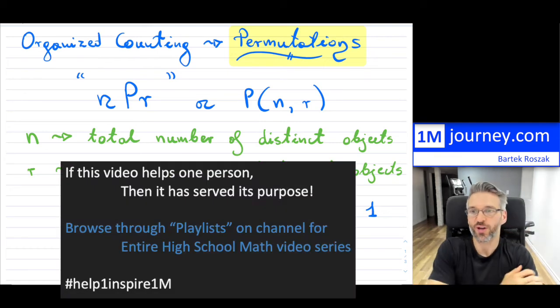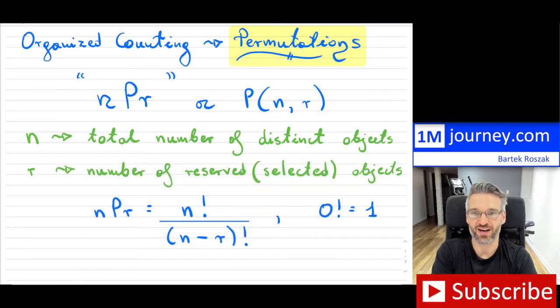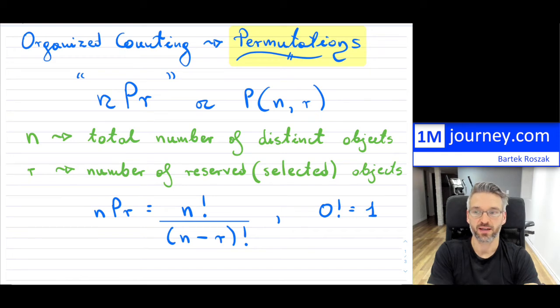Howdy. Organized counting, permutations. When you're counting, there are numerous things that you're going to run into. I've done a few videos now, and one of the key videos just before this was on organized counting: when you have n distinct objects and you're trying to figure out how you can order them, we used n factorial.